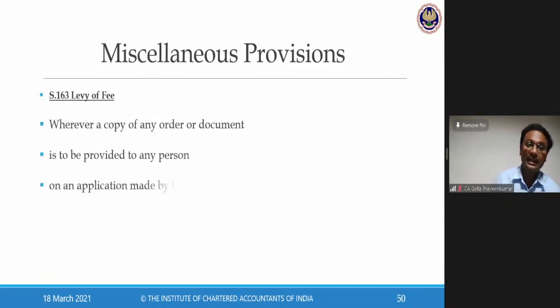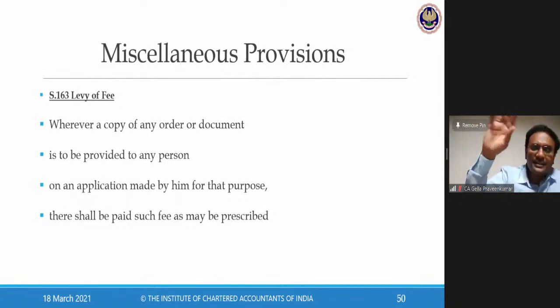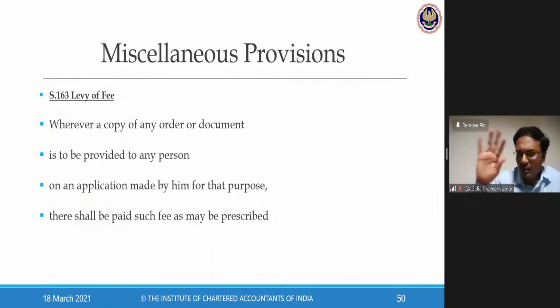Next, levy of fees. Now, this is one provision. Youngsters who are going to come into this line of litigation or advisory, this is something important. Please keep in mind, any government document you can retrieve, you have a right called RTI, the Right to Information Act. Prior to RTI, say I have joined an organization, there was some appeal pending. Now the documents are not available with me.